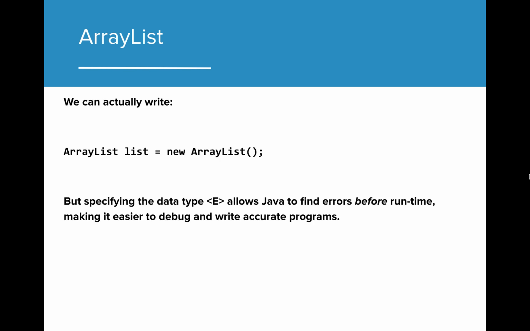We are actually able to write array lists without specifying the type that will be included in the array list, but specifying the data type is highly recommended because it allows the computer to find errors before runtime. This makes it easier to find errors and program more efficiently, as the program will indicate there is an issue before any code is run.